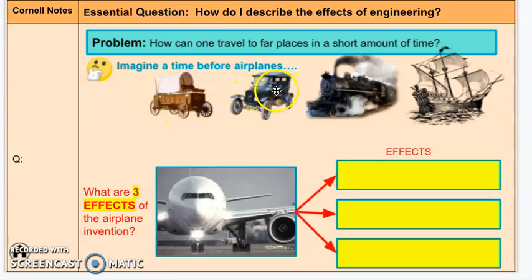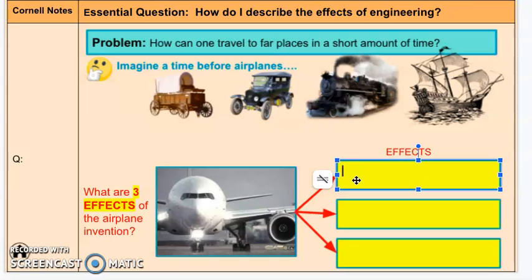Same with these cars, they were very slow. Trains made all kinds of stops every half hour, they would make a stop and they would wait. A ship traveling from New York to Europe would also take many, many months. But now we have airplanes. What are the three effects of the airplane invention? What do we have because of airplanes? What can we do because of airplanes?